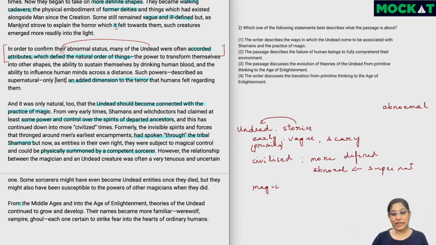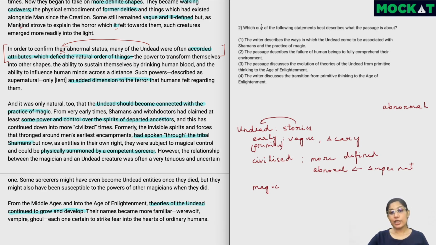"From the Middle Ages and into the Age of Enlightenment," so from medieval times to the Age of Enlightenment, more like when we've had science and technology and not much of magic or undead or similar things where we don't really have reasons, so we've come a long way from there. But the author is saying that in this entire time, "theories of the undead continue to grow and develop. Their names became more familiar, each one certain to strike fear into the hearts of ordinary creatures." So they went from being vague and ill-defined to more defined, familiar names: werewolf, vampire, ghoul, and each one actually frightens us. So that's broadly it with the passage.